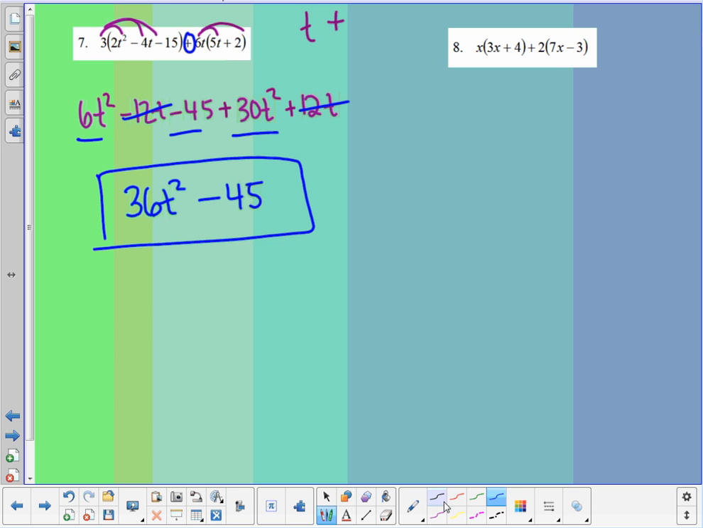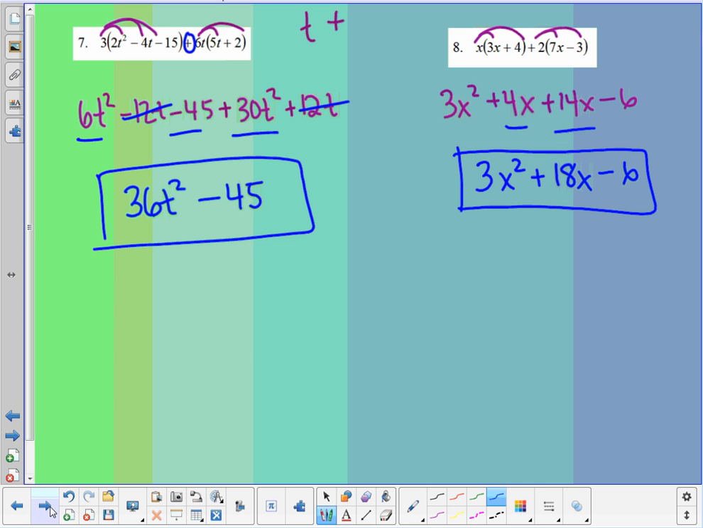One last one of this type. First thing I need to do, distribute that x, distribute that 2. That gives me 3x squared plus 4x plus 14x minus 6. Putting my like terms together, I just have these two like terms in the middle. The 3x squared is by itself. 4 plus 14 is 18x, and then minus 6 at the end.